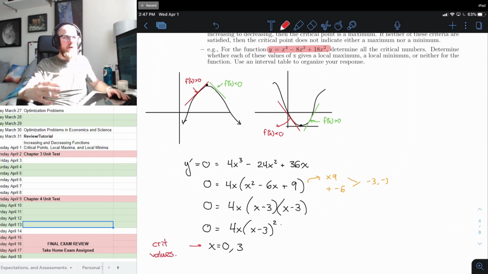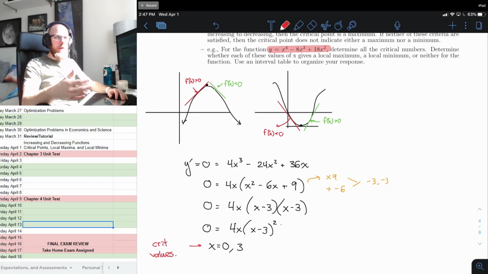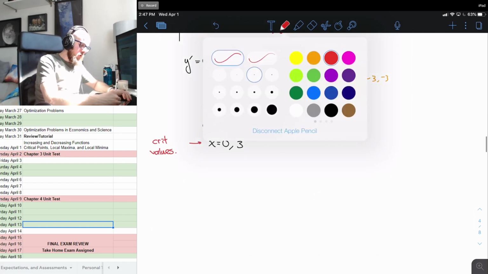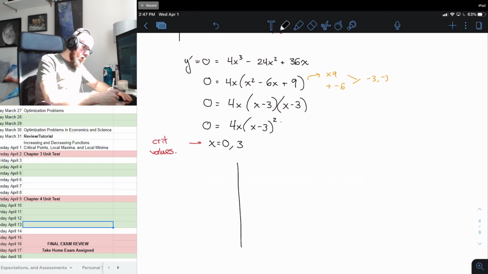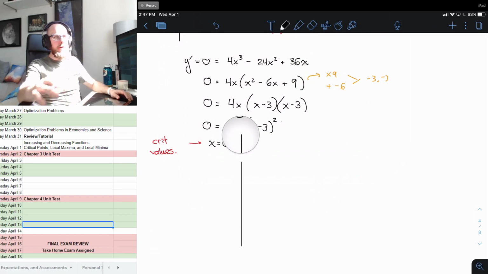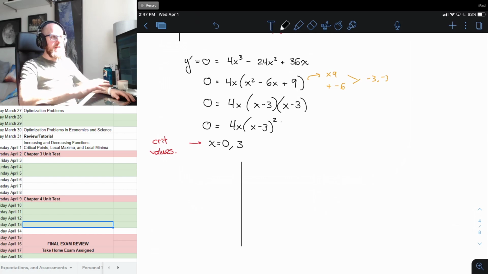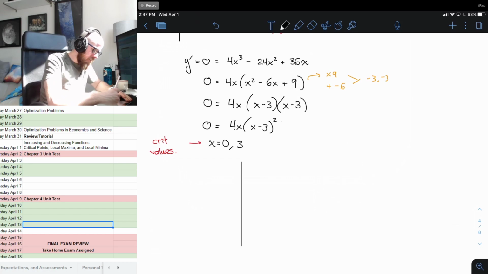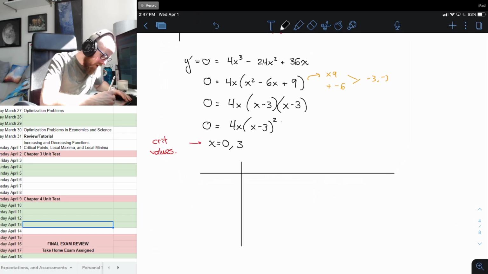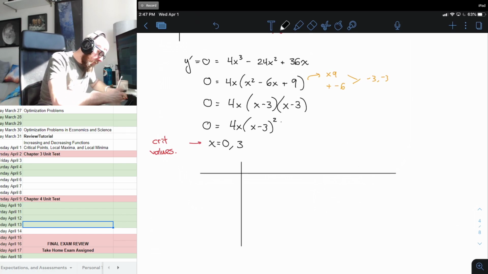All right, now that I have those critical values, I want to figure out whether or not these represent maximums, minimums, or something else entirely. So let's set up an interval chart. One thing I will say throughout this chapter, you guys will be seeing tons of interval charts. Basically, every question will call for you to make an interval chart of some kind. So same as I have been doing: x is less than 0, x is between 0 and 3, and x is bigger than 3.